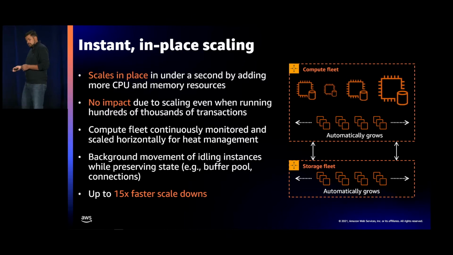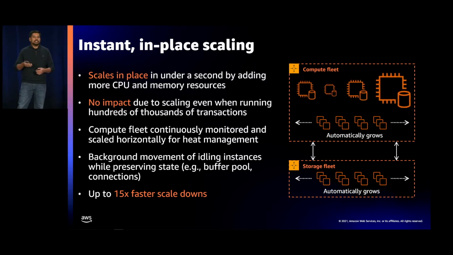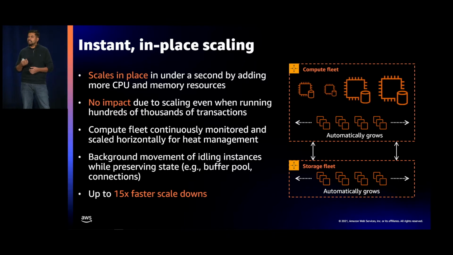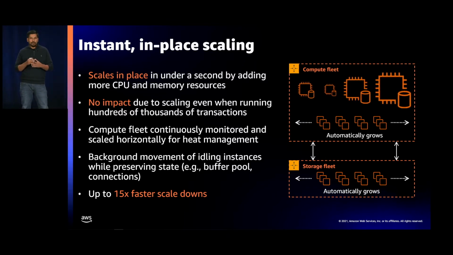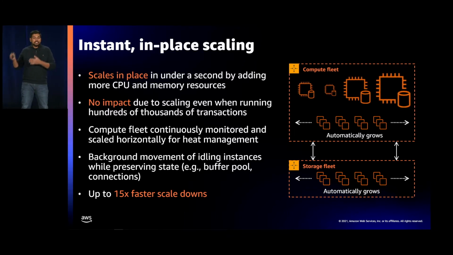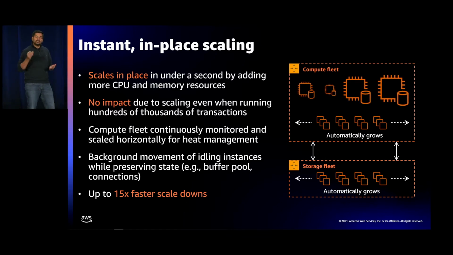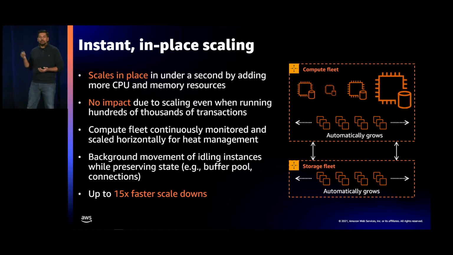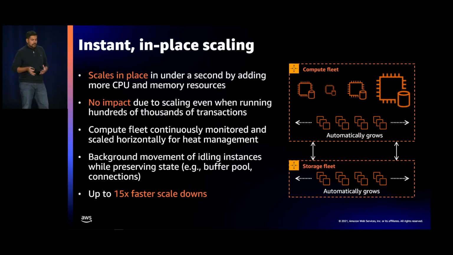There could also be situations where your underlying machine runs out of capacity. It's possible because it's a physical machine. In those situations, what we do is we identify the idling instances that are probably not seeing as much activity, or there's probably no activity in them. And then we move them to other machines where there's more room. And we do this, again, non-disruptively. We preserve all the connections, the buffer pool, and all the other caches that come with the database.